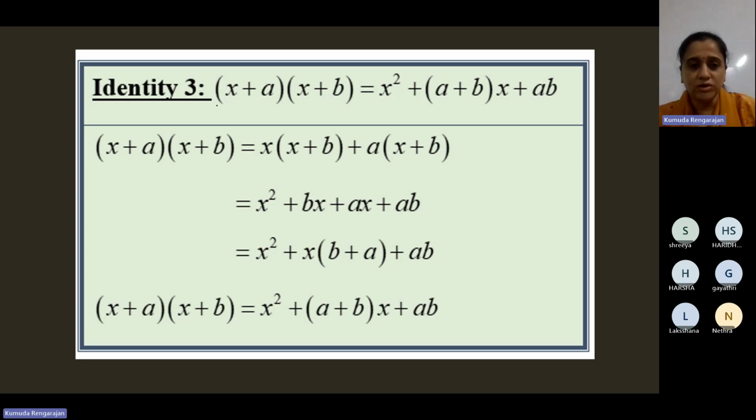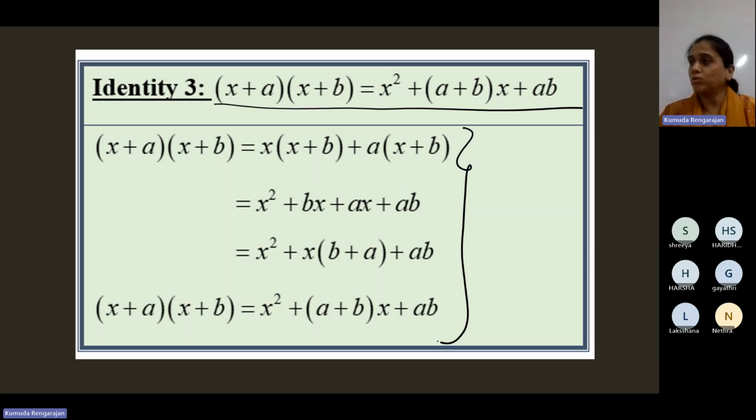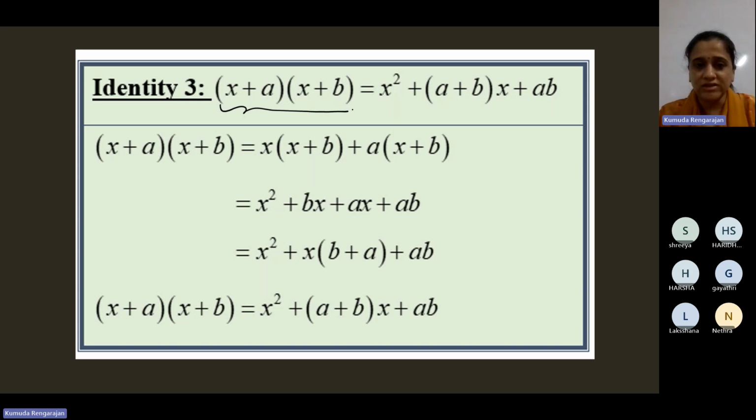See, this is what you see here is the identity. Here, this part is how the identity is derived. So for that, we're just taking the left-hand side and finding the product. And when you do so, you get the right-hand side as the answer. Correct?